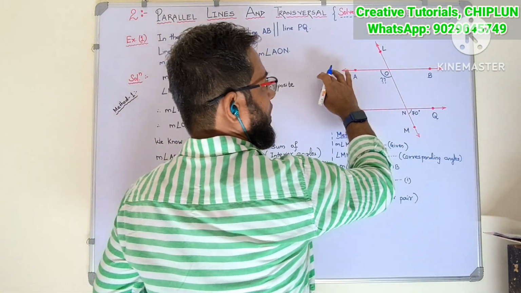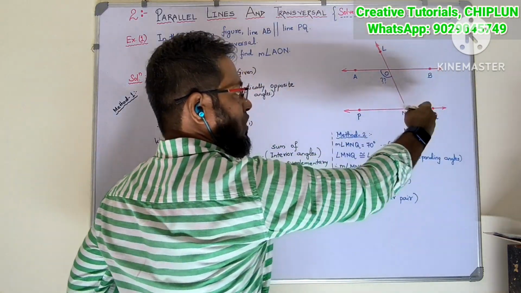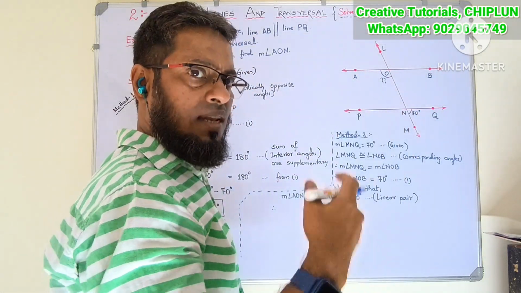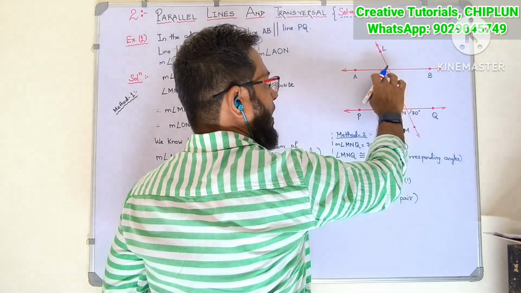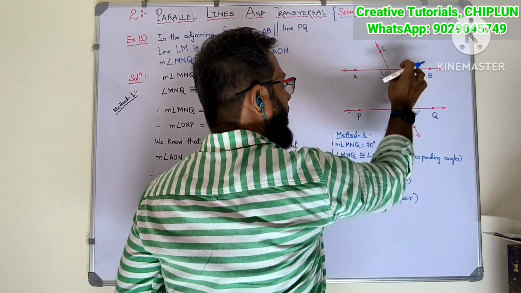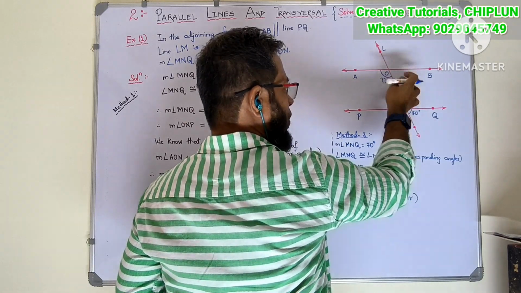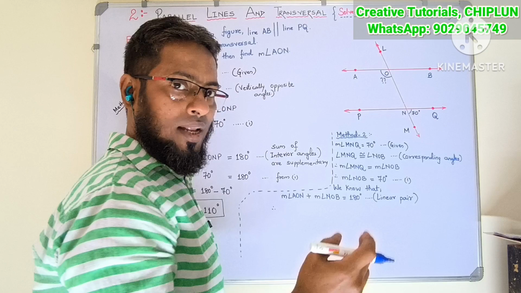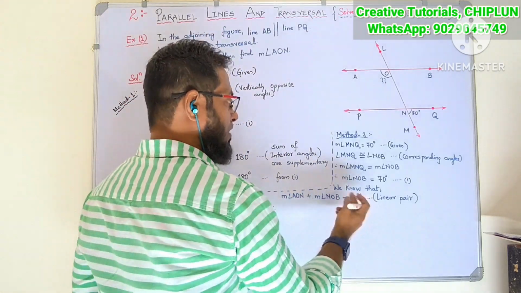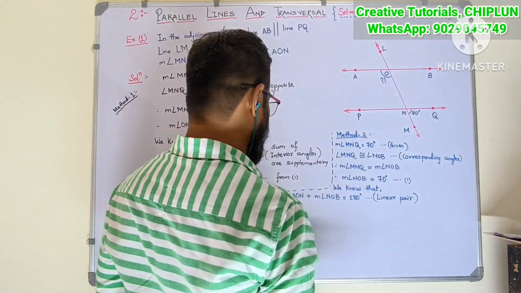Basically what happens is, whenever you have one line and one transversal cutting it, you can say that this transversal divides this entire angle into two parts. When you add these two parts, you get 180 degrees. That is called a linear pair. And these two angles are forming that linear pair.